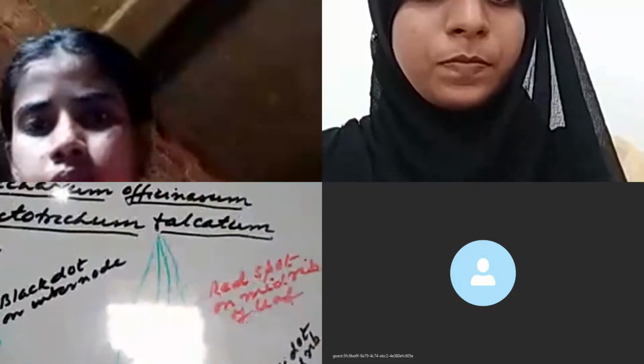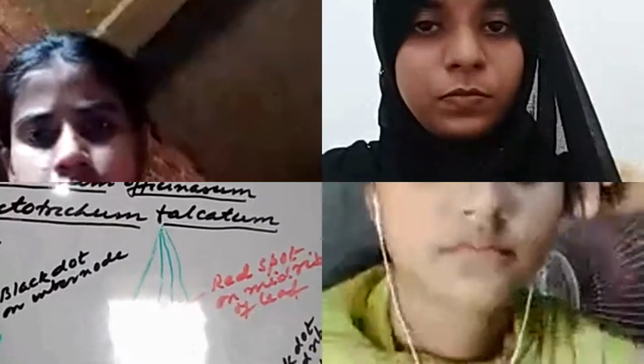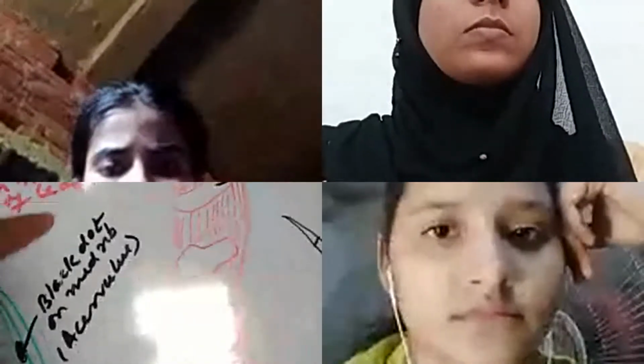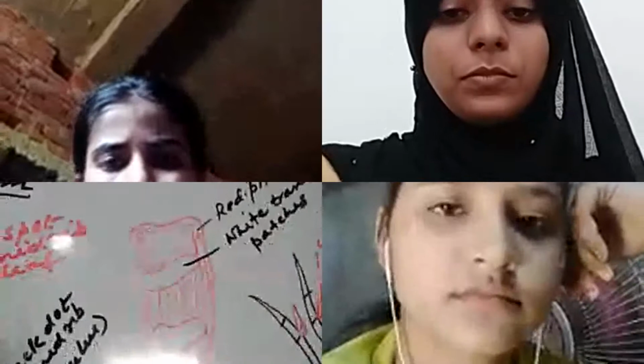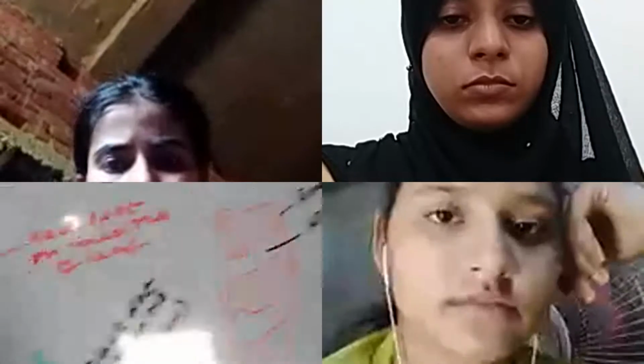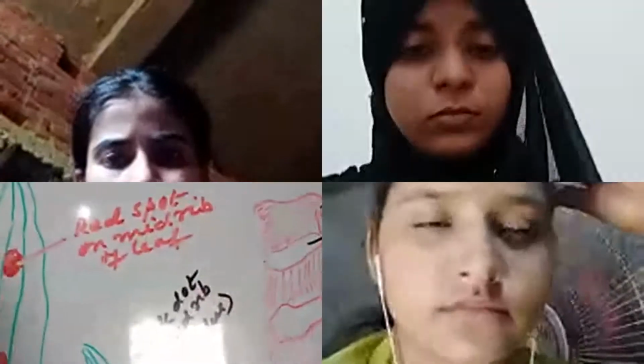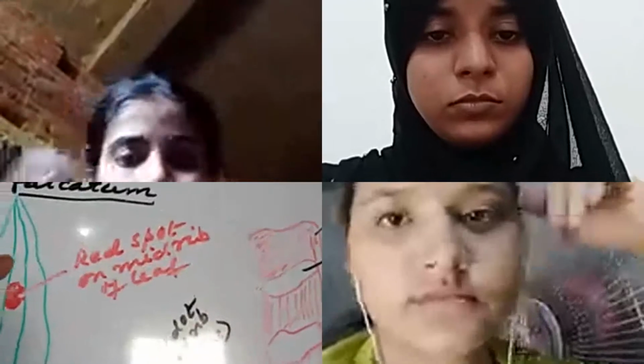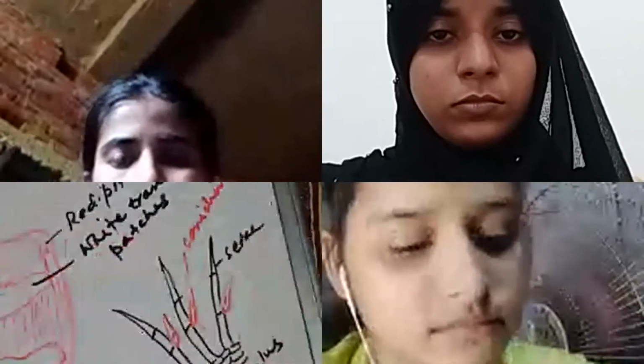So this is the black dot like structure which appears on the internode of the stem, and this is the leaf showing the red spot. And in the advanced stage of the disease, the leaf also exhibits the black dot like structure, just like the black dot like structure present on the internode. So when the disease progresses, there is also appearance of black dot like structures on the midrib of the leaf. But at the earlier stage of the development of this disease, the red spots appear along the midrib of this leaf.